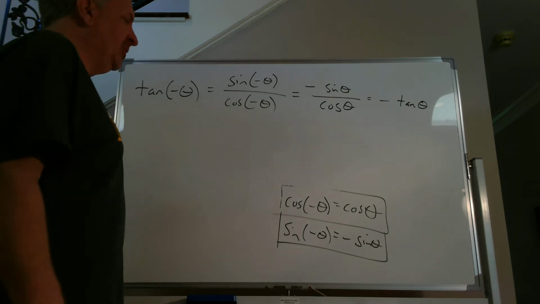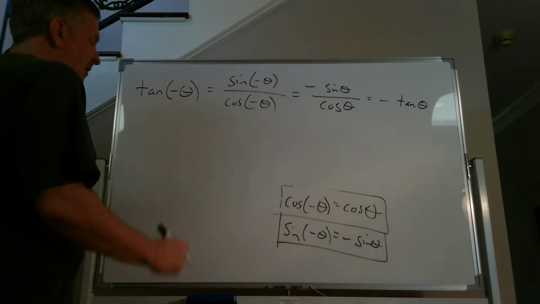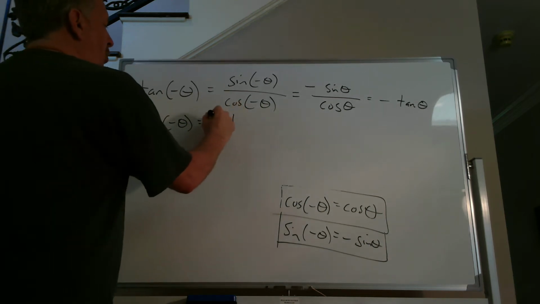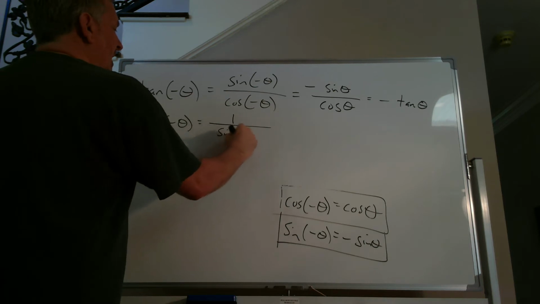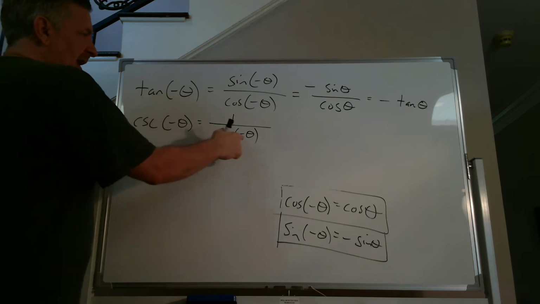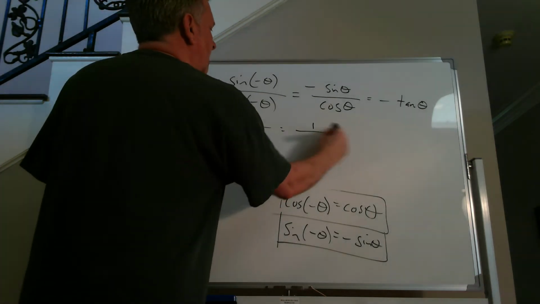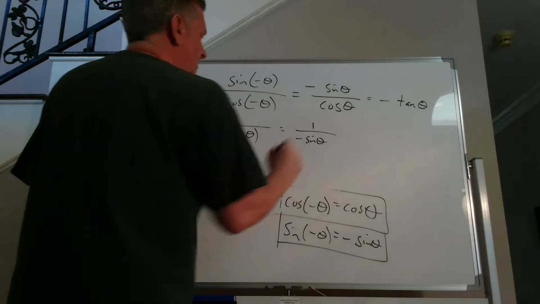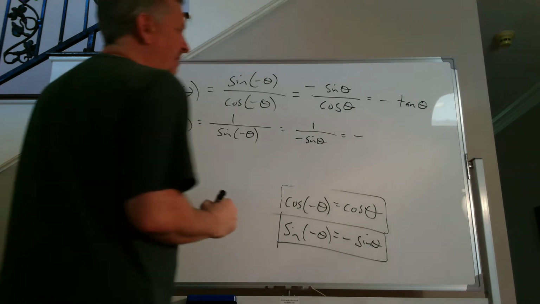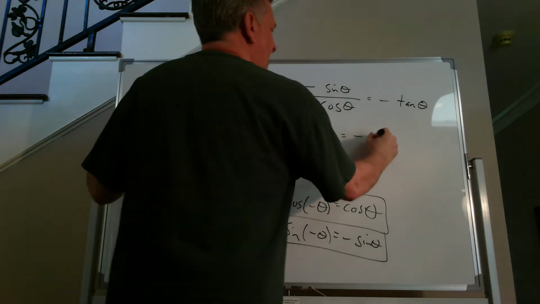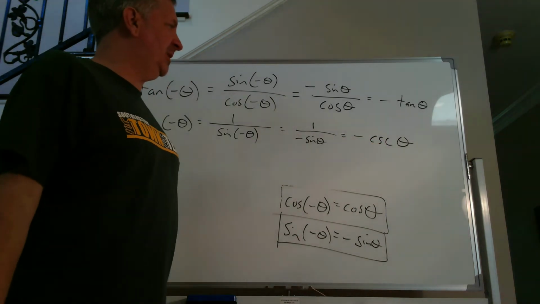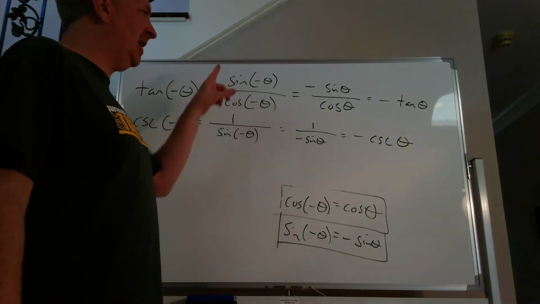Well, what if I wanted to do the same thing for cosecant? Cosecant of negative theta, well, we know that's 1 over the sine, right? Cosecant and sine are reciprocals. Whatever angle is here goes here. But sine of negative theta is negative sine theta from what we did before. You can pull the negative sign out front, and then 1 over sine theta is cosecant theta. And notice cosecant of negative theta is minus cosecant theta. Cosecant works the same way that sine and tangent do.